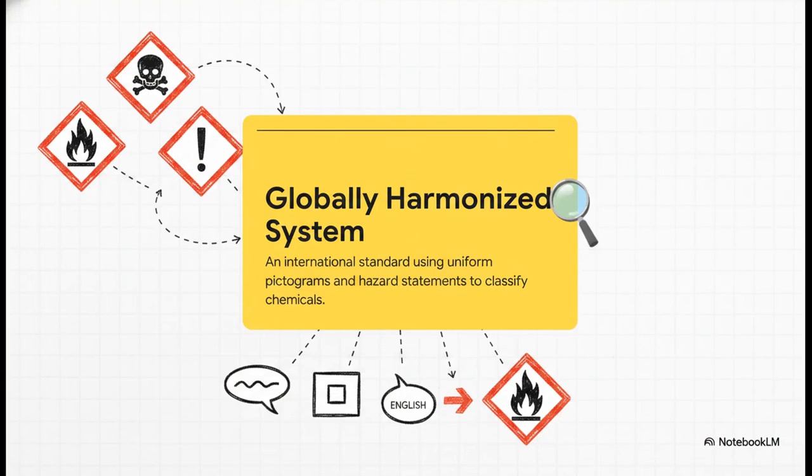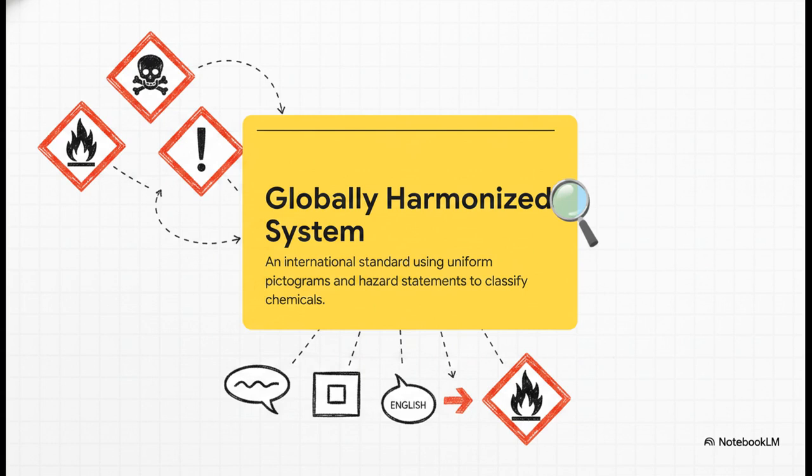First up, we really need to understand GHS, which stands for the Globally Harmonized System. This is an international standard that uses uniform pictograms, those striking black symbols inside the red diamond borders, along with clear hazard statements to classify chemicals. This is the universal visual language of safety.